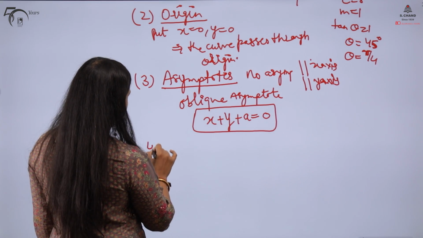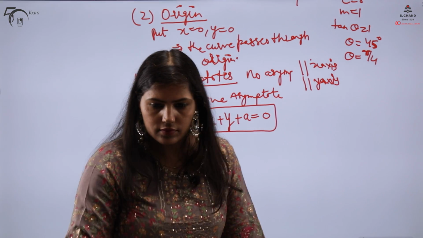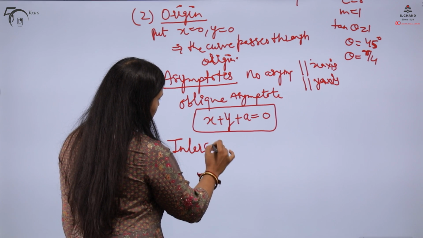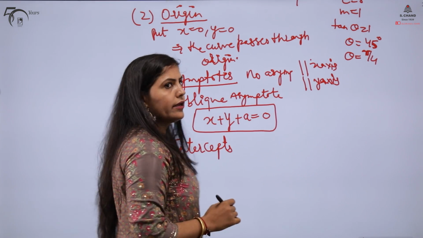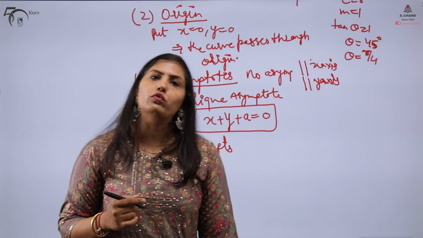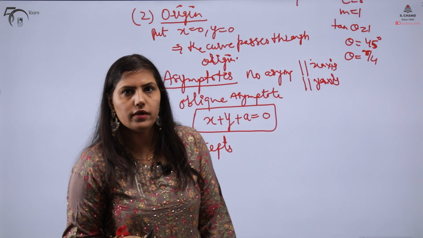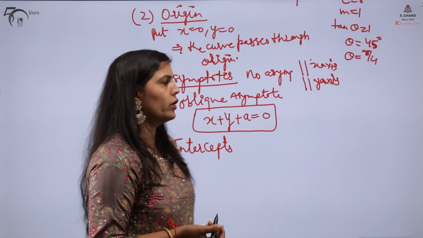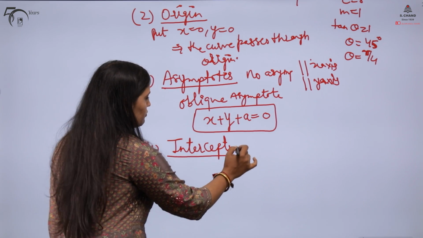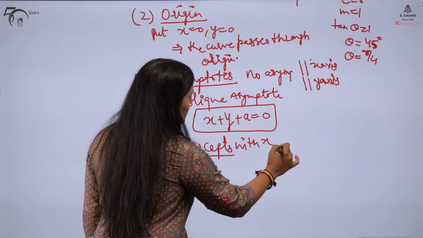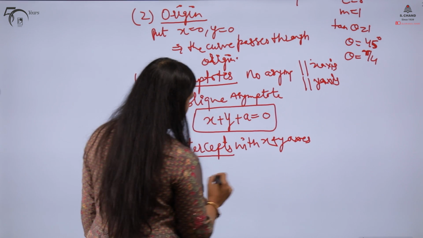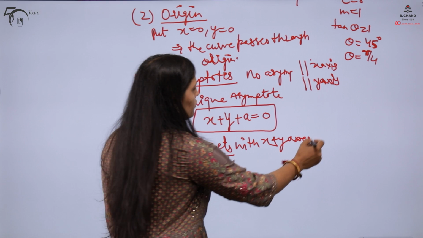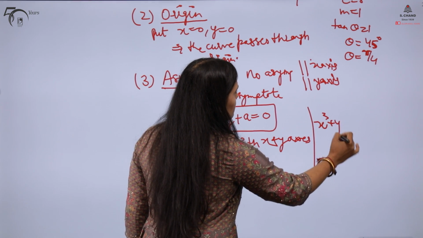Next point is intercepts, which we will be calculating. For intercepts, what will you do? You will put x equal to 0 and get the values of y, in case it is giving you some values, and then you will put y equal to 0 and see what x values you are getting, for the intercepts with the x and y axis. Put y equal to 0 first. When you put y equal to 0, your equation is this.